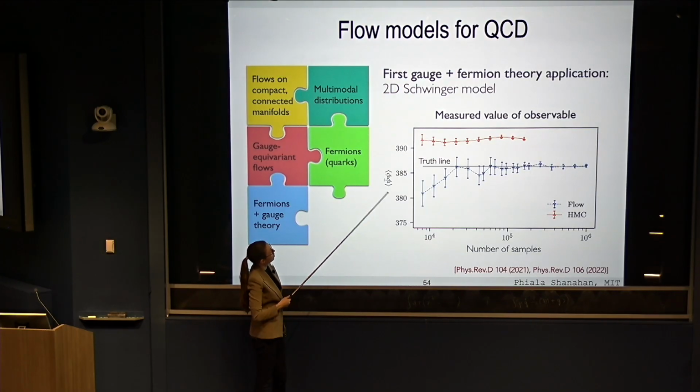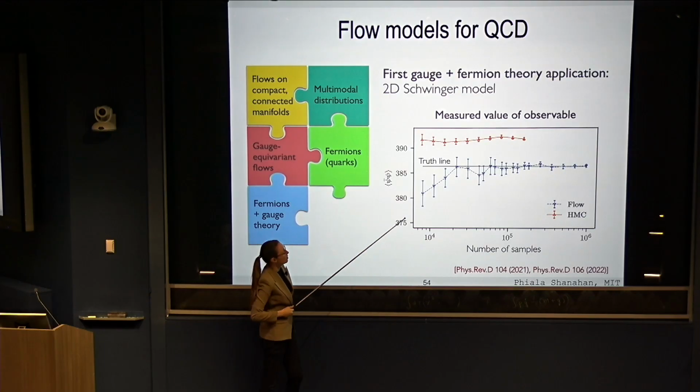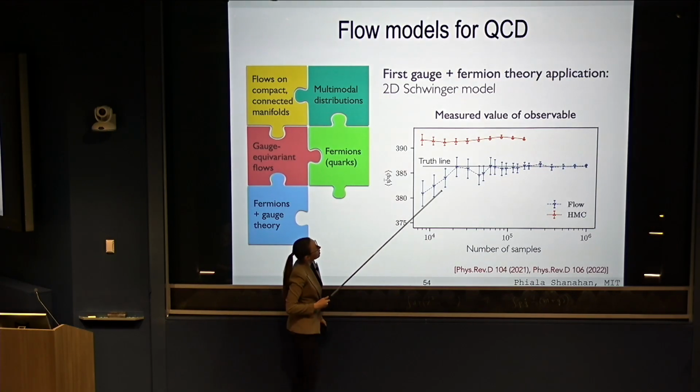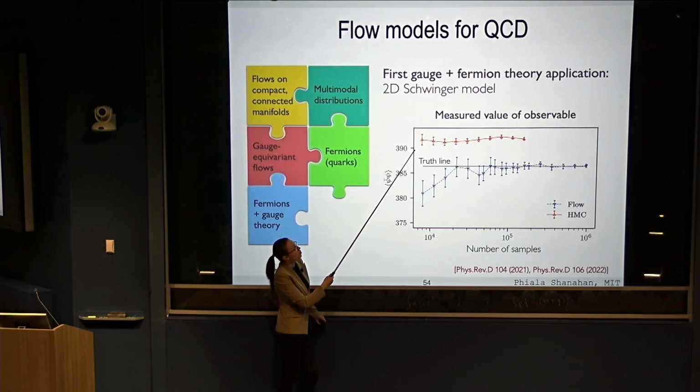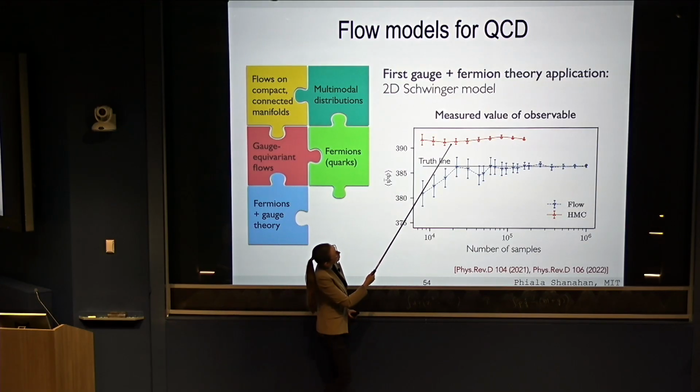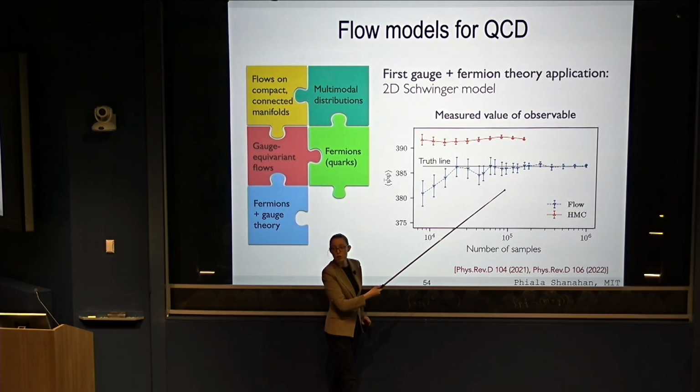This is an observable. It's called the chiral condensate, but what it is doesn't matter for what I'm trying to show here. This is the number of samples. This is a conventional sampling algorithm. You can see as I increase the number of samples, the uncertainty goes down with 1 over square root n like it should, but the number is wrong.